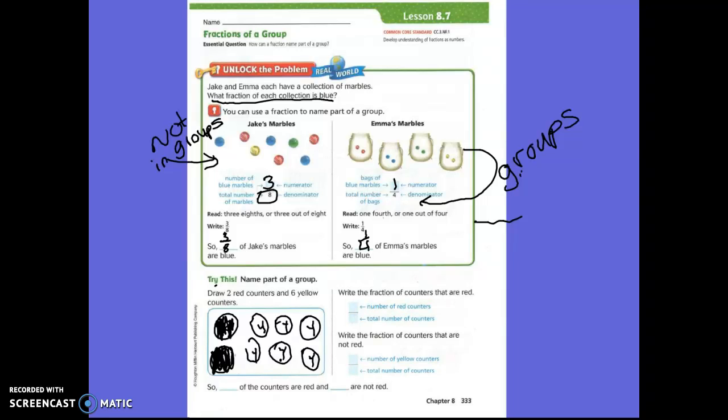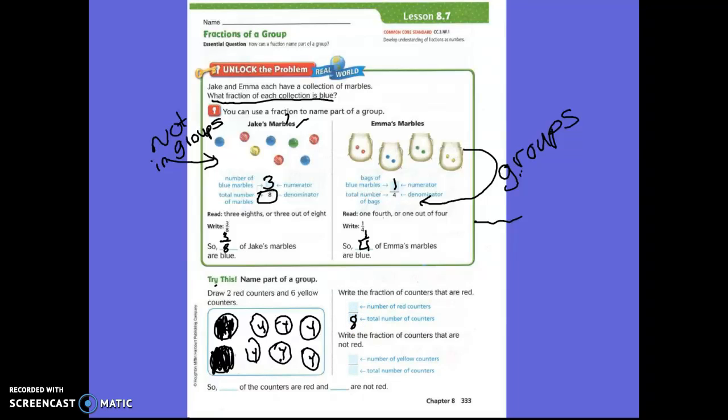Okay. Why do you say 8? Edmund? 8 because that's how many counters there are. Yes. Remember up here we just counted the counters as our bottom number? Yeah. That's why it doesn't matter what color they are, we're still counting all of them. So our total number of counters is 8.